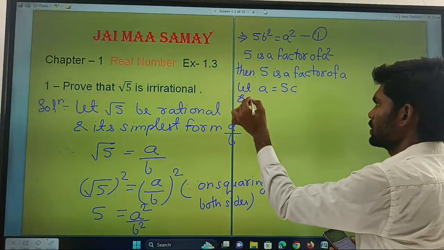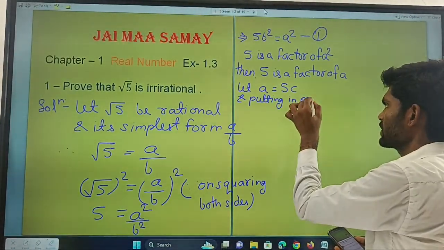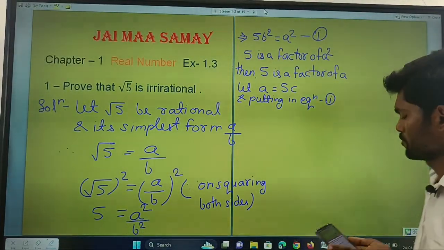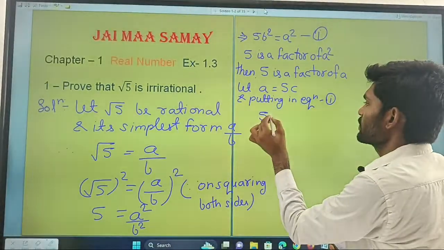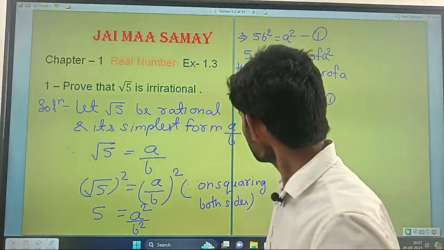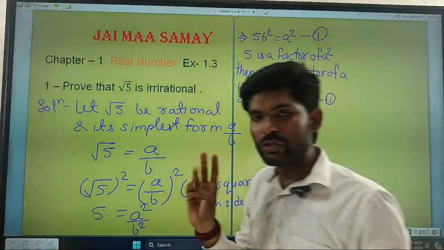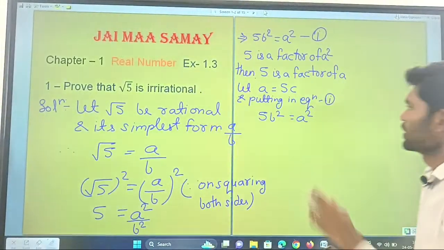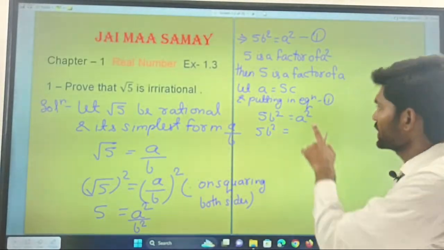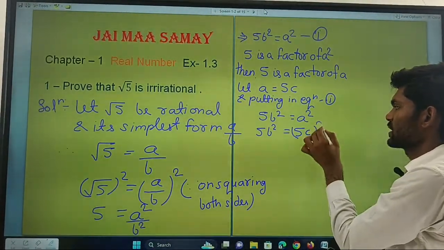And putting in the first equation. What is your first equation? 5B square equal to A square. Okay dear? Wait, this is your equation now. Suppose the alphabets I have used are A, B, then after that C. So this is your equation. So 5B square equal to A, and A is what number? 5C. Then (5C) square. Clear?